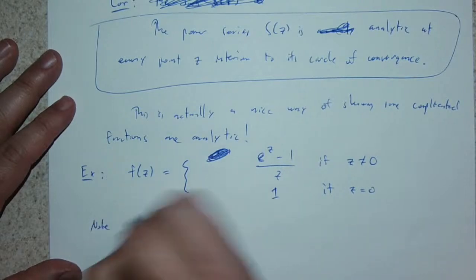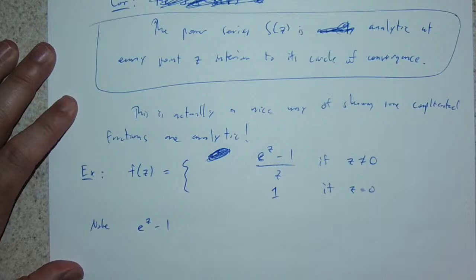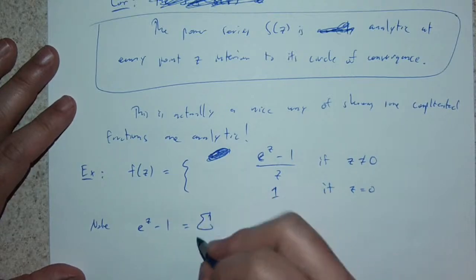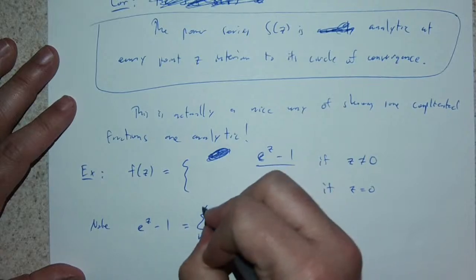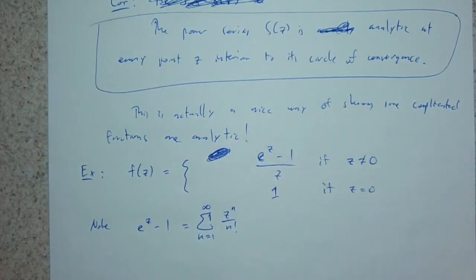Note that e to the z minus 1 has a very easy Maclaurin series expansion. It's just the usual Maclaurin series for e to the z minus the first term, which is 1. So I just start at n equals 1. So this is the sum from n equals 1 to infinity of z to the n over n factorial. So that's easy enough.